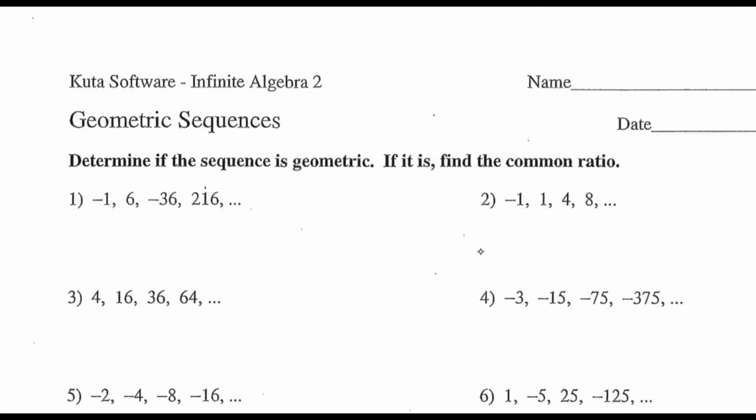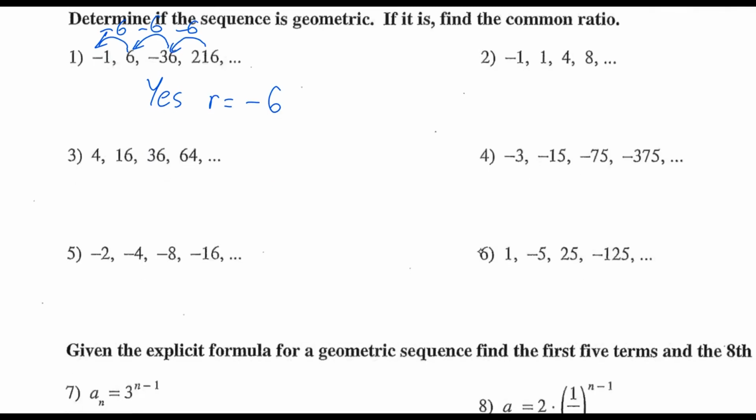So 216 divided by 36 is minus 6. Then minus 36 divided by 6 is minus 6. And then 6 divided by minus 1 is minus 6. So as it's going back each time when you divide it by minus 6, you times by minus 6 to bring it forward. Therefore, yes, it is a geometric sequence, and it has a ratio of minus 6. And that should help you with the first 6 questions.